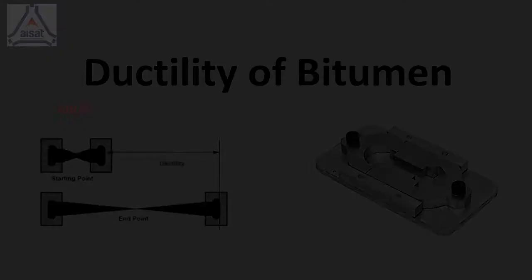Next we will do the ductility of bitumen test. So what is ductility? Ductility of bituminous material is measured by the distance in centimeters to which it will elongate before breaking when the two ends of the standard briquette specimen of material are pulled apart at a specified speed and specified temperature. So what is the importance of the test? It gives a measure of the adhesive property of bitumen.